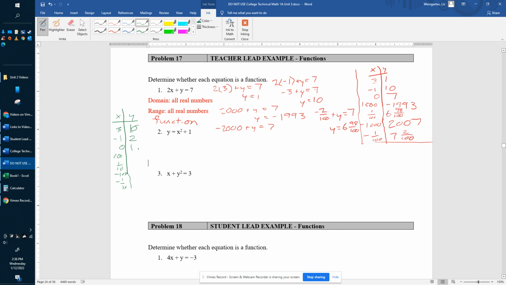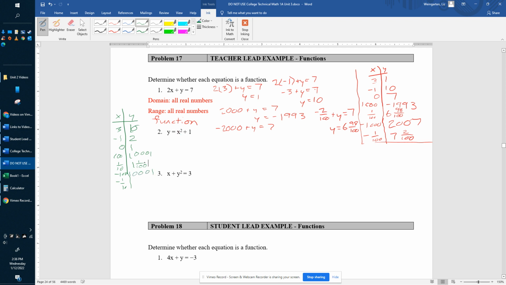Y equals 100 squared, that'd be 10,000 plus 1, be 10,001. X squared being 1/10 would be 1/100th, plus 1 is 1 and 1/100th. Negative 100 squared is 10,000, plus 1 is 10,001.